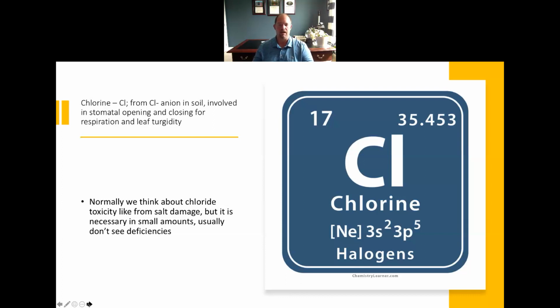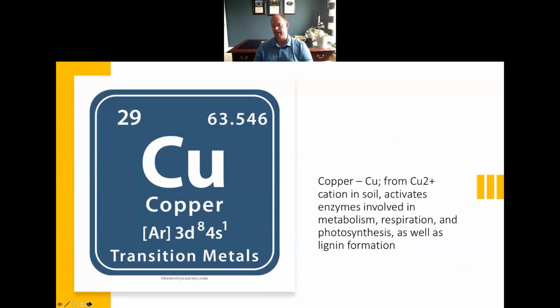necessary in small amounts. Usually we don't see deficiencies in it. Very, very seldom do we ever run across a chloride deficiency in a plant. And typically, most fertilizers are providing some chloride to the plant, as potassium chloride is a common ingredient used to make fertilizer. So we don't typically think about chloride deficiencies in a plant, but it is needed to some level. Too much of it is not a good thing.